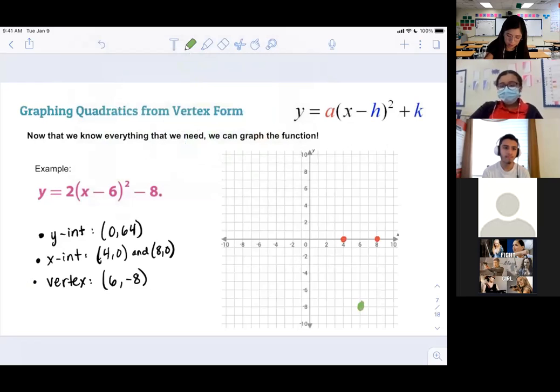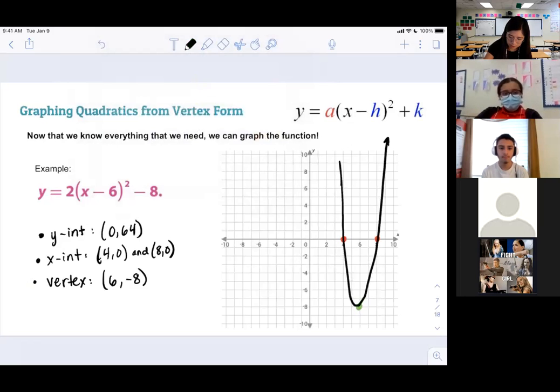Right here. And now I'm going to make my parabola. Remember, we make a nice U shape. It's skinny, very skinny, just like we predicted. There it is. Questions, comments, concerns? It's all coming back to us, right? A little bit? Okay, so that's vertex form.